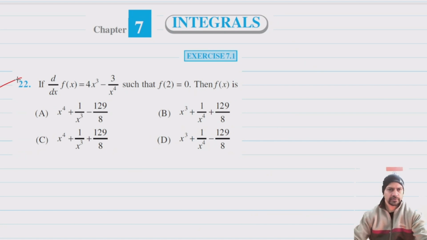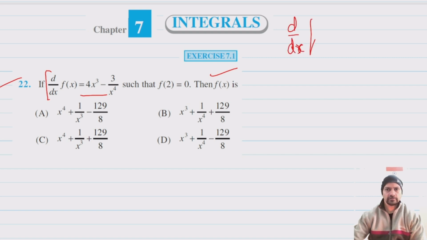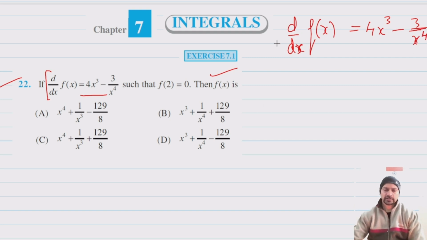All right, for question number 22, we have to find f of x when its derivative is given. And you may find it a little bit tricky if you haven't fully understood the concept of integration. So this is what is given to you, and this is the derivative of f of x. We know that in order to get f of x, we have to reverse the process, and to reverse the process to get the entire derivative, we use the integral on both sides.